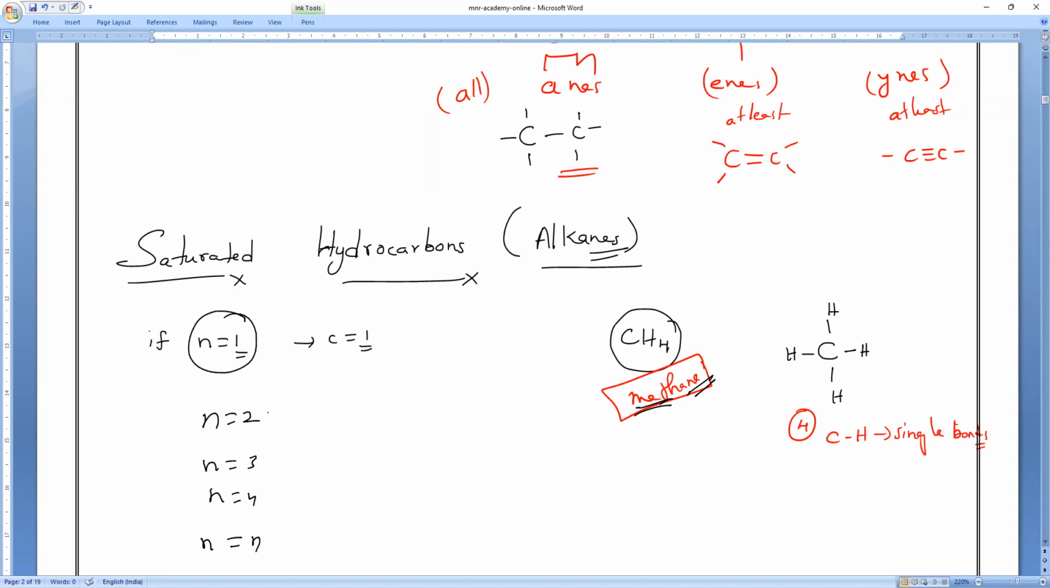The general formula for saturated hydrocarbons is, remember, CnH2n+2. So this is the general formula of saturated hydrocarbons.